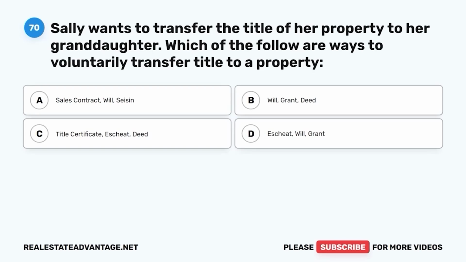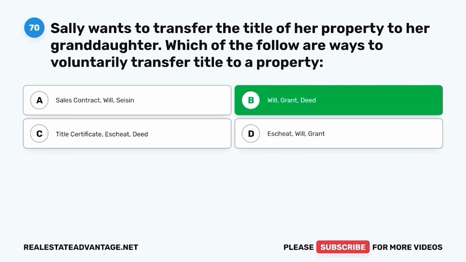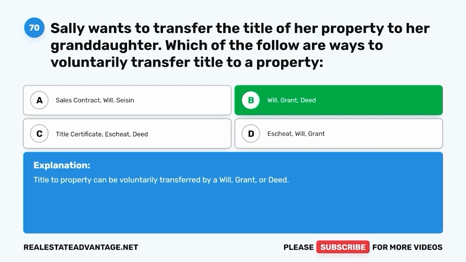Question 70. Sally wants to transfer the title of her property to her granddaughter. Which of the following are ways to voluntarily transfer title to a property? A. Sales contract, will, sazon. B. Will, grant, deed. C. Title certificate, escheat, deed. D. Escheat, will, grant. The correct answer is B. Will, grant, deed. Title to property can be voluntarily transferred by a will, grant, or deed.